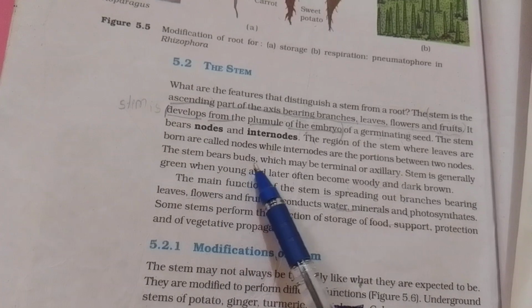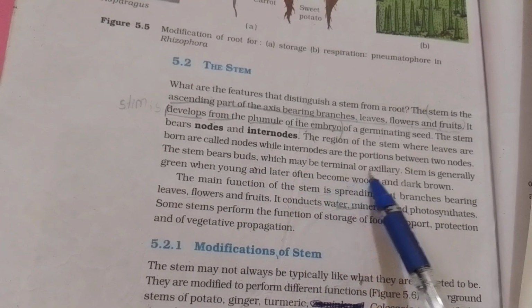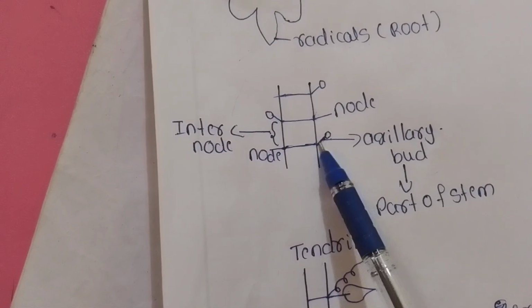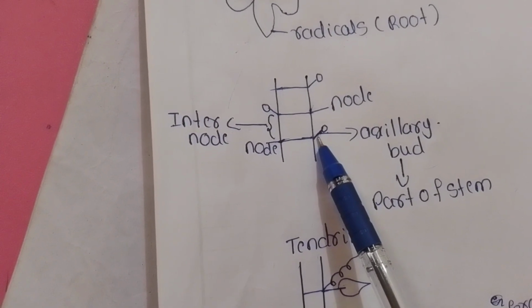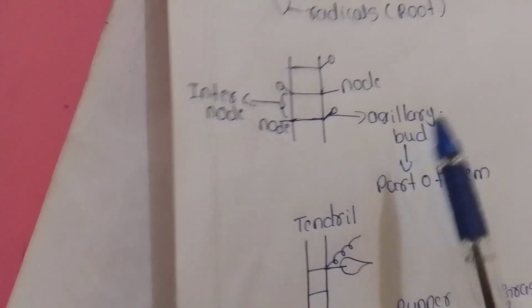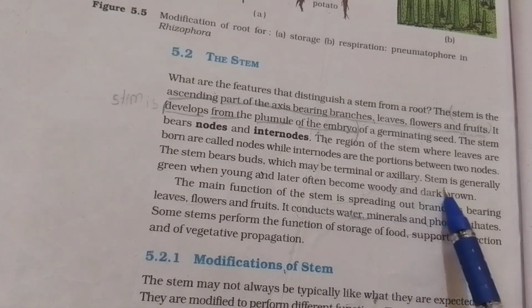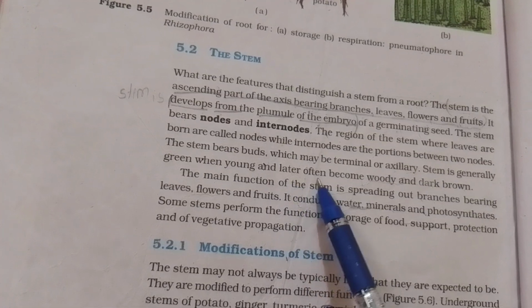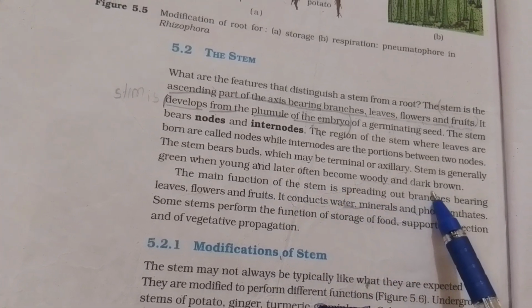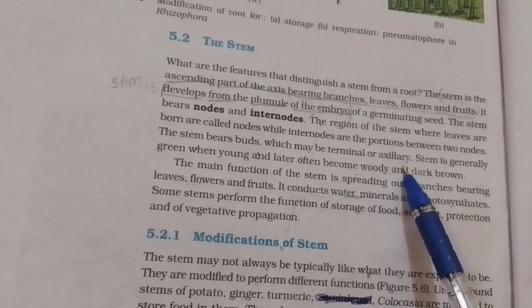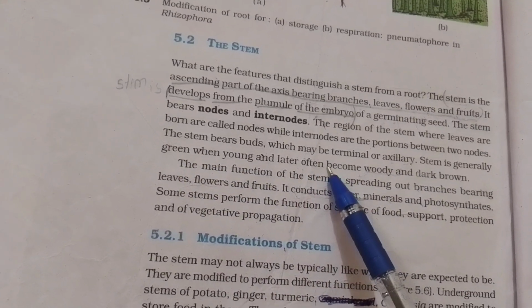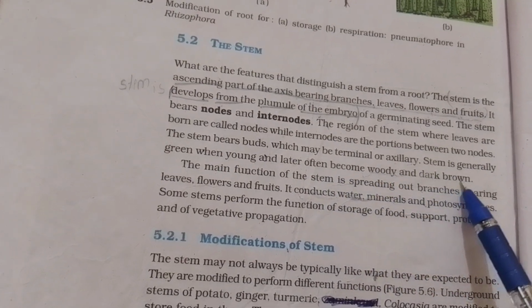The stem bears buds which may be terminal or axillary. This bud may be axillary or terminal. It is also a part of the stem. The stem is generally green when young, and later often becomes woody and dark brown. When the stem is young, it looks green in color. Later, when it is older, it becomes woody and dark brown.